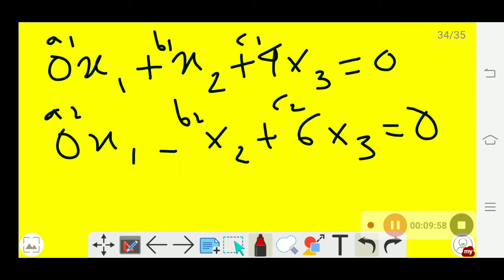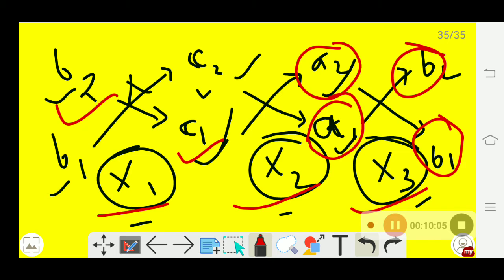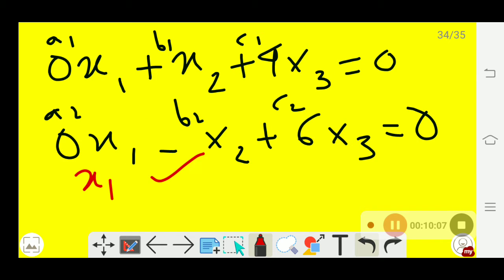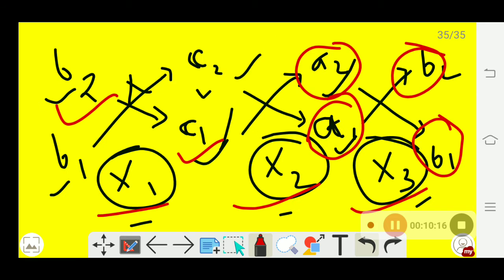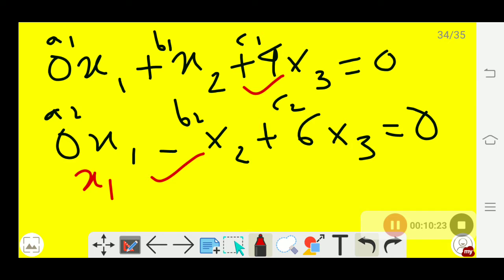So let's do it. This is x1, the first one. What I have told? b2 into c1. Okay, one minute. b1 into c2, let's do it, b1 into c2 minus b2 into c1.